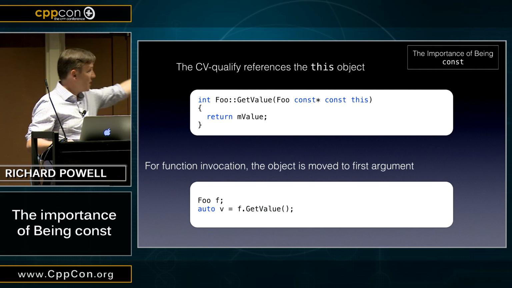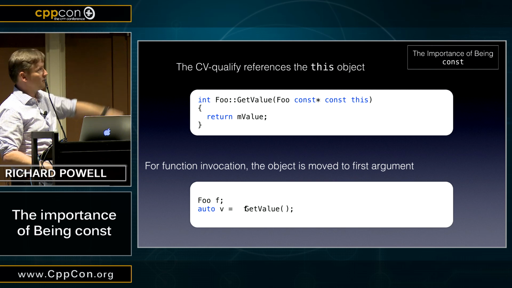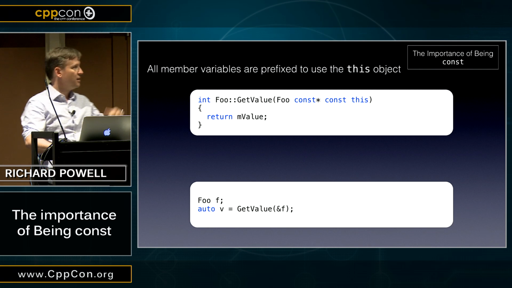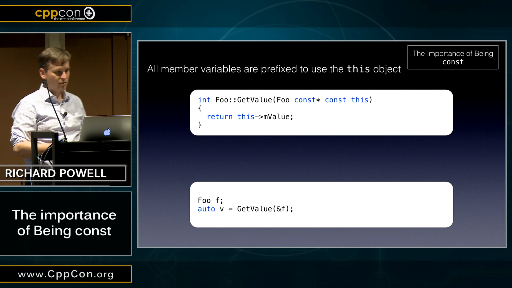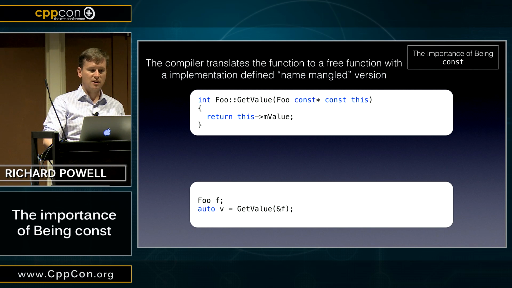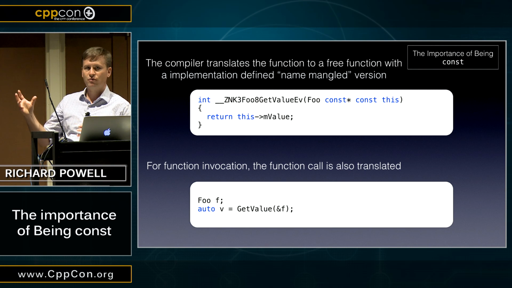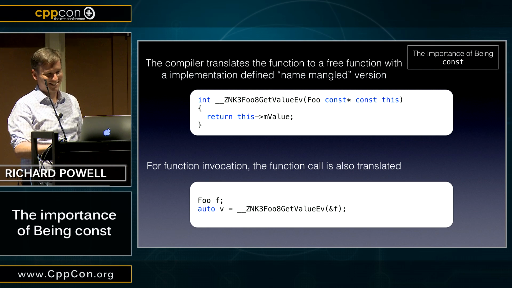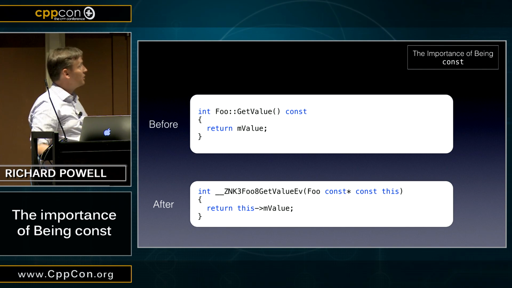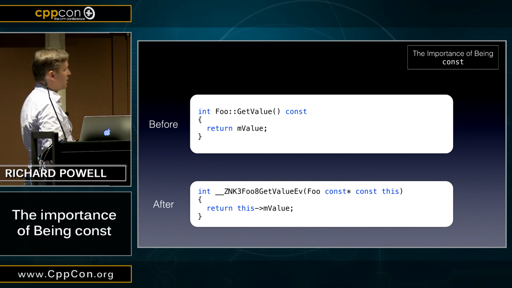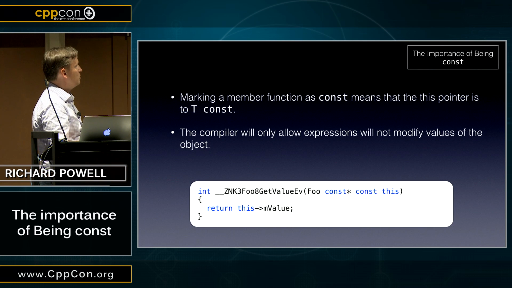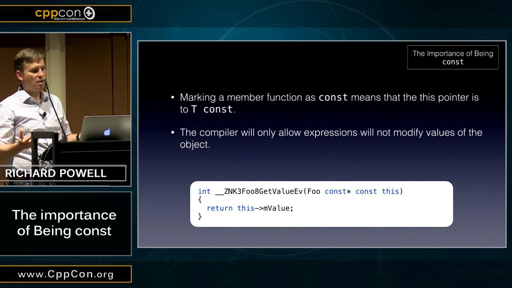Next, at any place where I would call my member function, it gets modified to take in that pointer as a first argument. And then all member variables within the member function are prefixed to reference through the this pointer. And then finally the compiler translates the function into a name-mangled free function through a process called name-mangling, which would be a great topic for a lightning talk. So this is where we started, and this is where we end up. What we see is const applies through that object. So marking a member function as const means that the this pointer is a pointer to const.